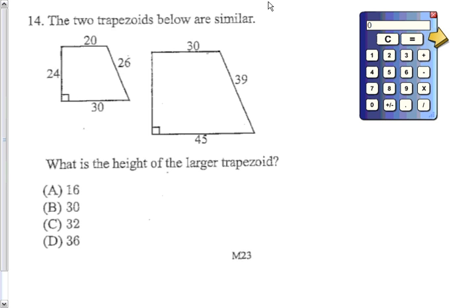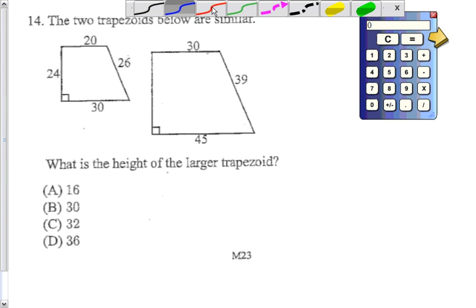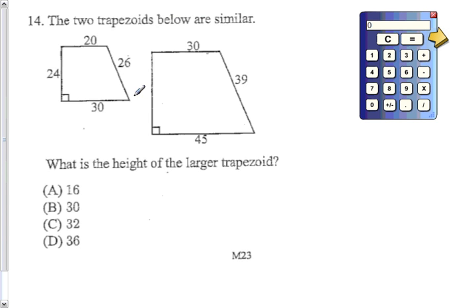So we are missing, marker here right quick, so we are missing this side, is the only one that is missing, and it corresponds to the 24 on the smaller figure. Now these are similar, which means that however many times bigger one side is, all the other ones are going to be in the same proportion to each other from the smaller figure to the larger figure. All right, so we look at this side. The missing side corresponds with the 24 over here.